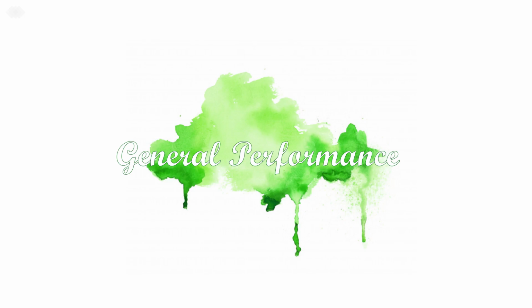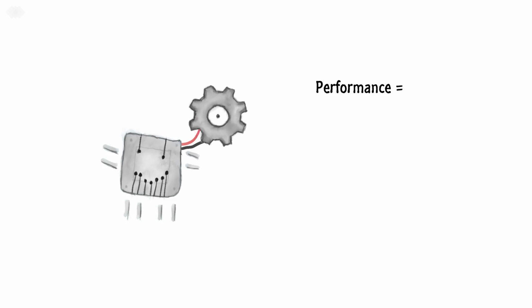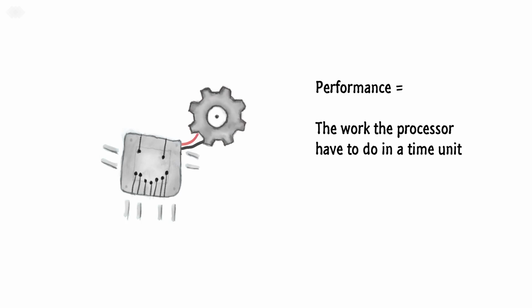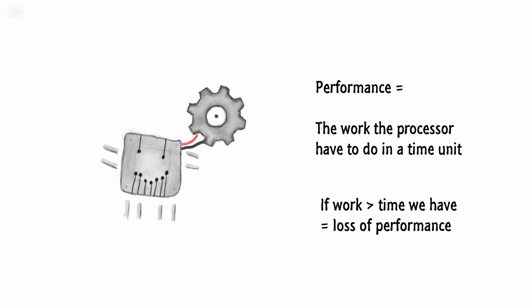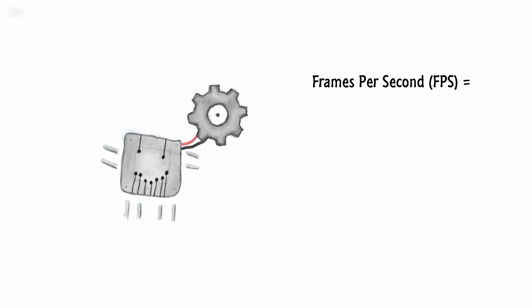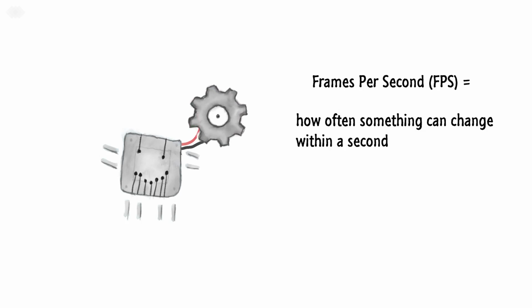General performance info. When we say performance, it translates to the work the processor has to do in a time unit. If the work is more than the processor can do in a fixed unit of time, we call this loss of performance. And in games, we often talk about frames per second. That is actually the update frequency of the game, aka how often something can change within a second. If things do not update fast enough, our eyes see it as laggy or off. It does not look natural.